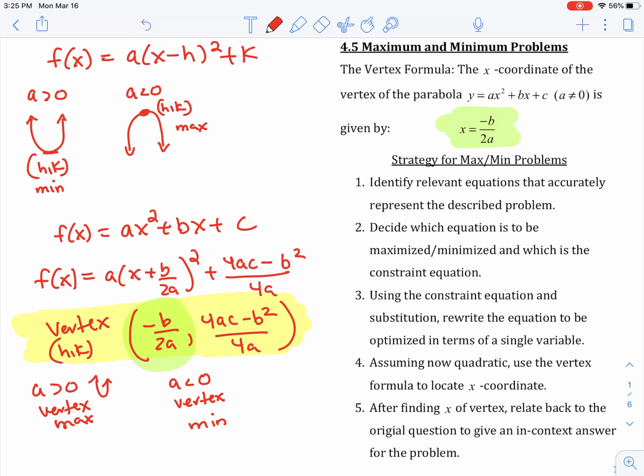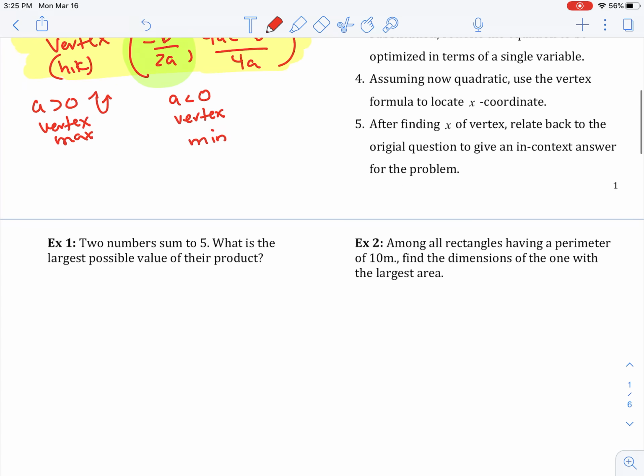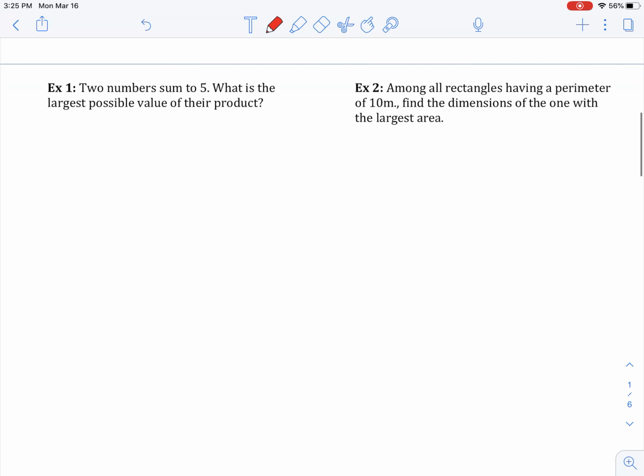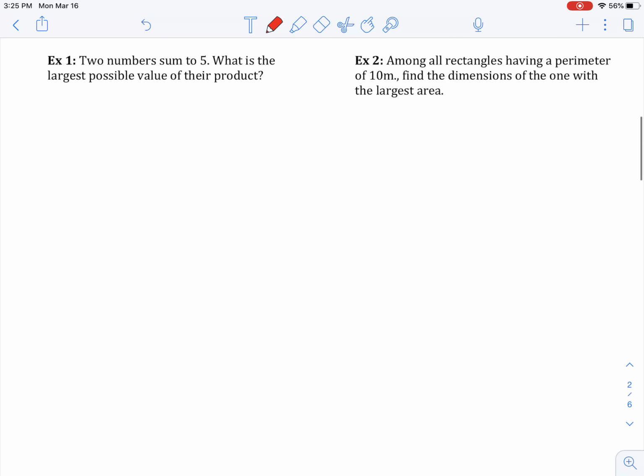So let's actually go through some examples, and I think it will make a lot more sense. So let's look at number 1. On number 1, we are given two numbers that sum to 5, and we want to find the largest possible value of their product. So again, as soon as you hear largest, smallest, maximum, minimum, you want to be thinking of your vertex with your quadratics. That is kind of a clue of that vertex information.